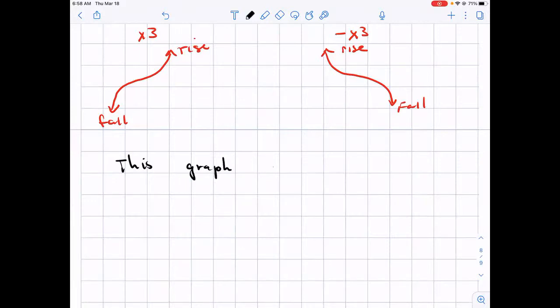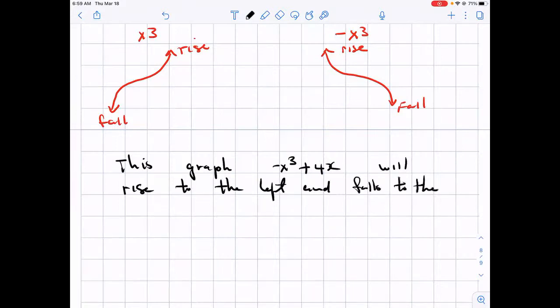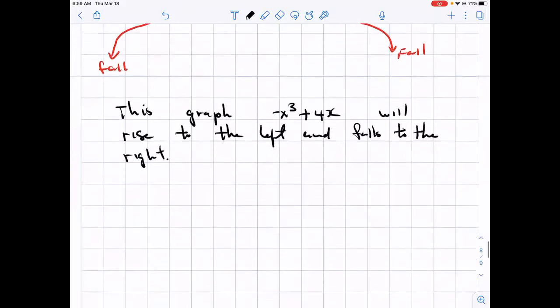and we're talking about the graph minus x cubed plus 4x, will rise to the left and fall to the right. For now, we don't care about the plus 4x. Later, when we start to graph this in detail, we'll pay more detailed attention.